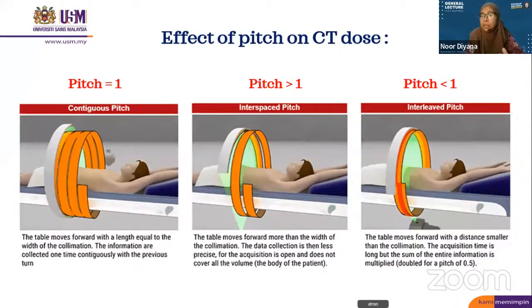But if you observe the dose, for cardiac imaging the dose is actually very high, because of the pitch, because we use pitch lower than 1. Although we have collimated the beam only to the cardiac region, the dose is still higher. So it is one of the major concerns in CT for the cardiac study.